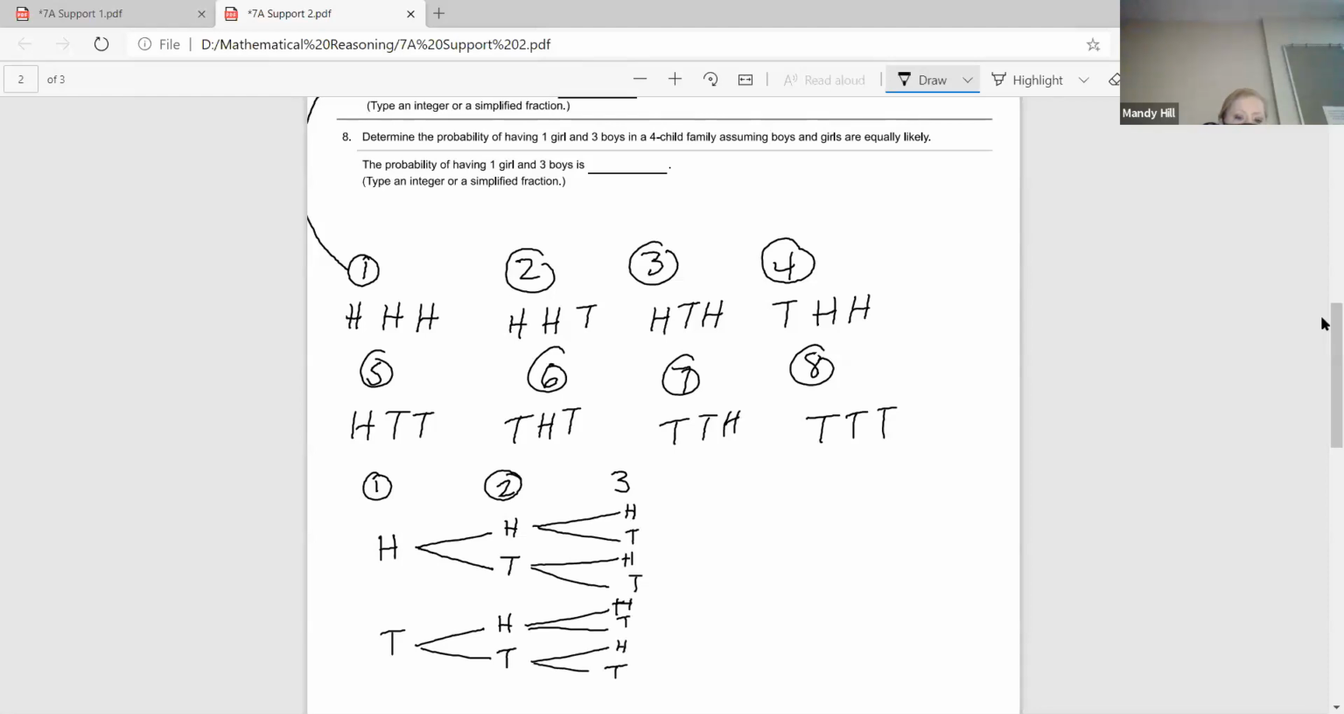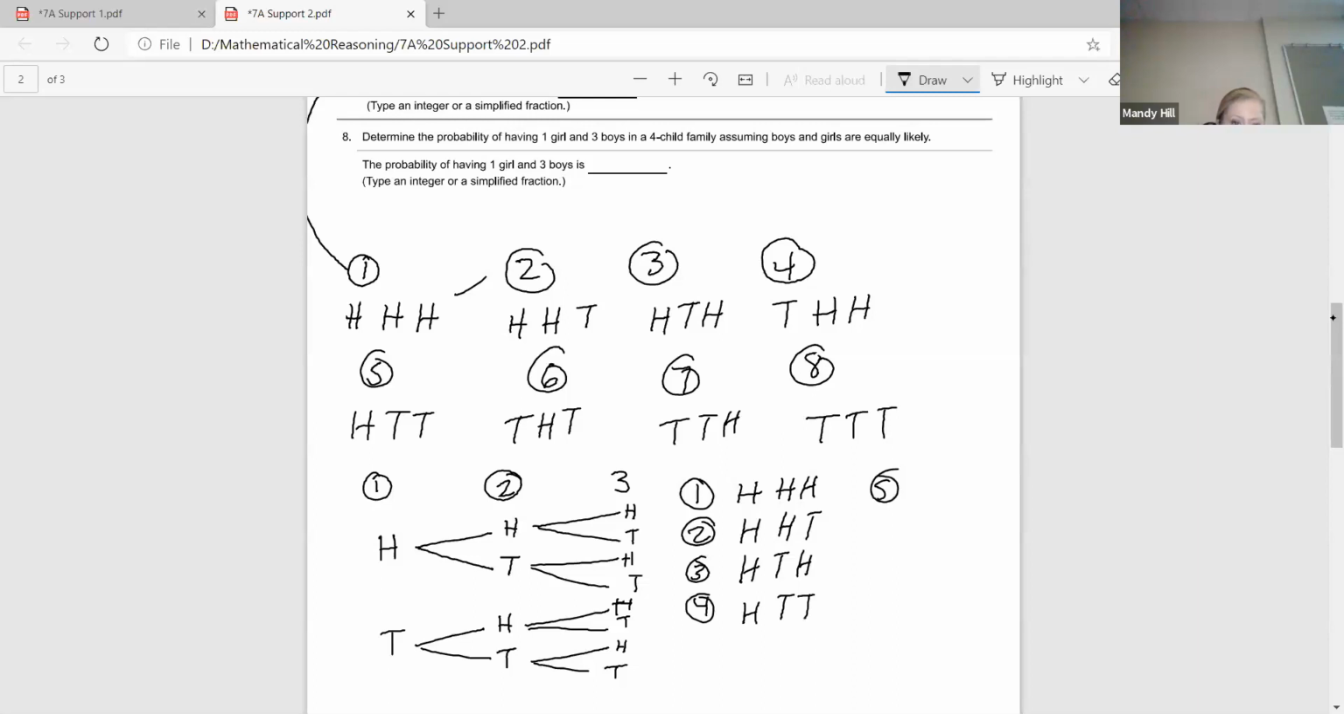So if you follow the lines, this one would be heads, heads, heads, which is our first choice right here, right? If you follow this one, we would have heads, heads, tails, because you're going to have to hit every single one of them. That would be heads, heads, tails. Well, that took care of all the options on that. Number 3 would be heads, tails, heads. Number 4 would be heads, tails, tails.